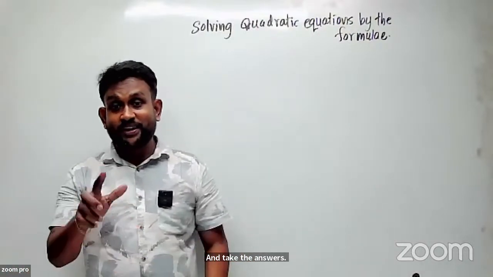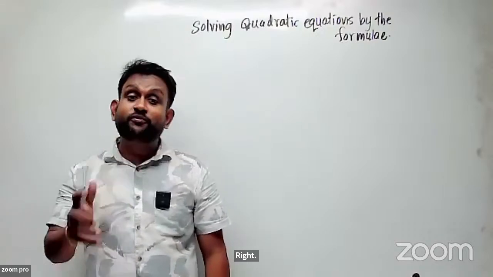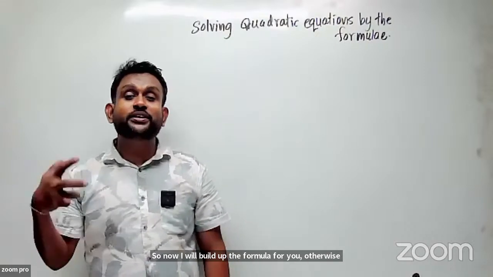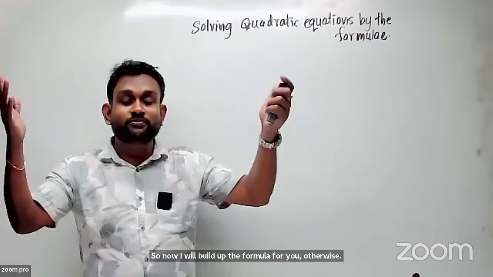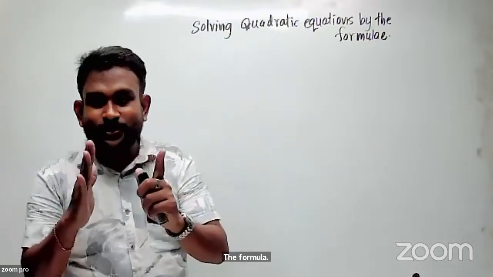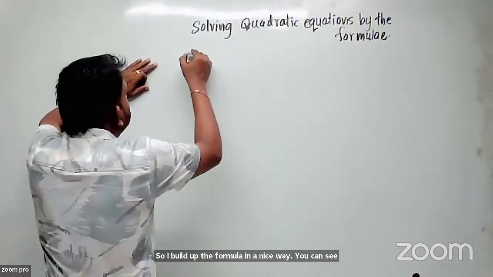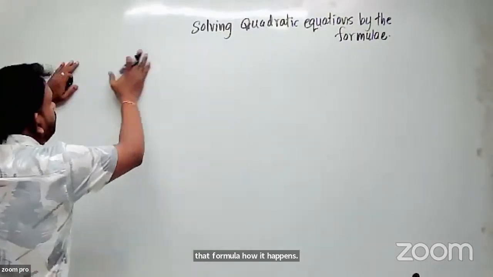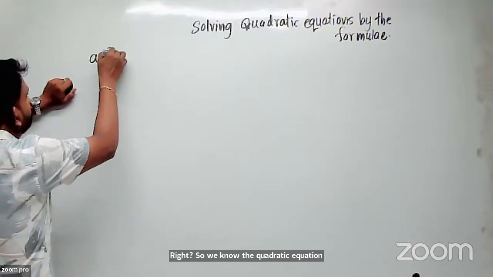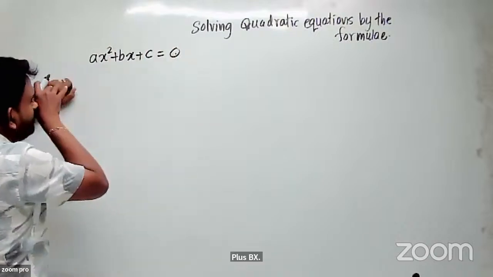මේක හොඳට අල්ලගන්න, formula එක හරි ලේසියි. Right. So now I will build up the formula for you. Otherwise you will not have a logic of how it came and where the formula came from. So I build up the formula in a nice way. You can see how the formula happens. Right. So we know the quadratic equation format is what? ax squared plus bx plus c equals 0. This is the equation format.